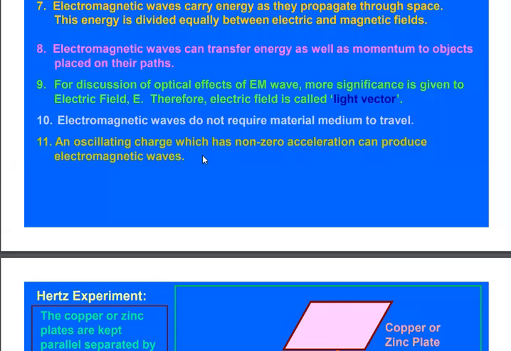So on the earth, how can one produce electromagnetic wave? An oscillating charge can produce electromagnetic wave. An oscillating charge which has non-zero acceleration can produce electromagnetic waves. In a nutshell, you can say that whenever a charged particle is accelerating, it produces electromagnetic wave, and the charged particle dissipates its energy in the form of electromagnetic waves.